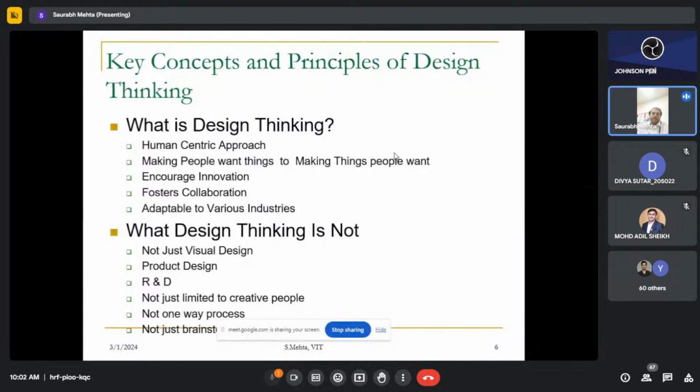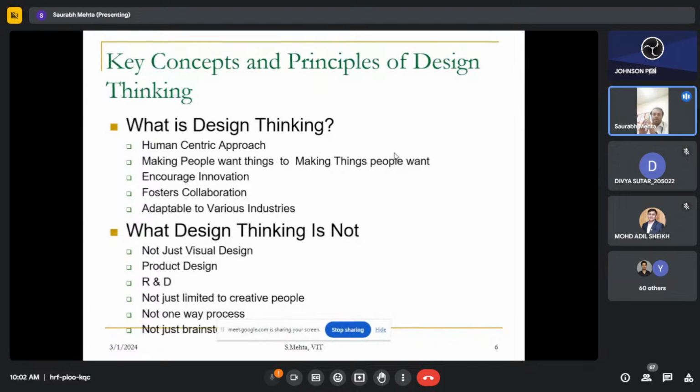And there is a big misconception that it is limited to creative people. Yes, creative people are required and always welcome, but design thinking itself is an entire process that any common person like you and me can go through, and we can also understand how to find the solution. We can also come up with a solution. Later on we are going to see all those processes, right?